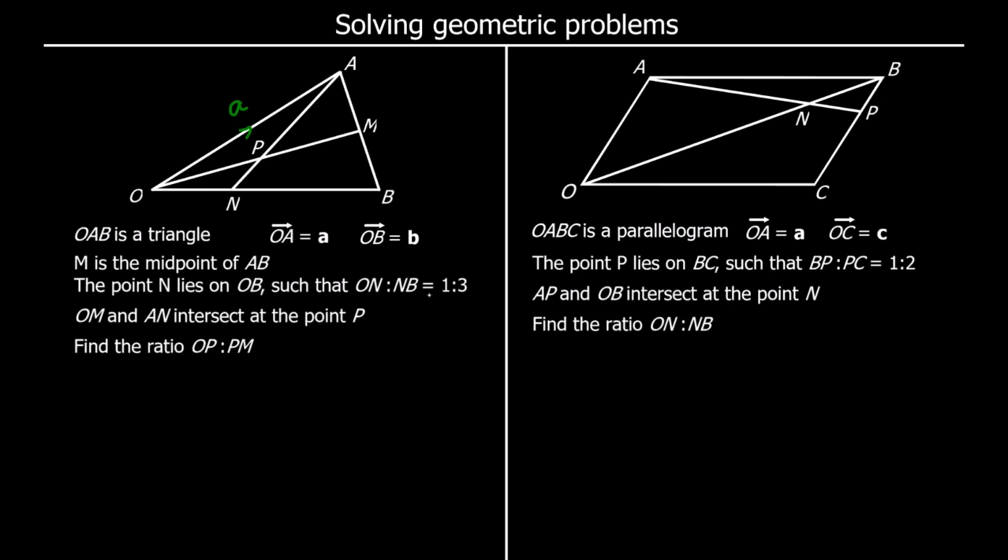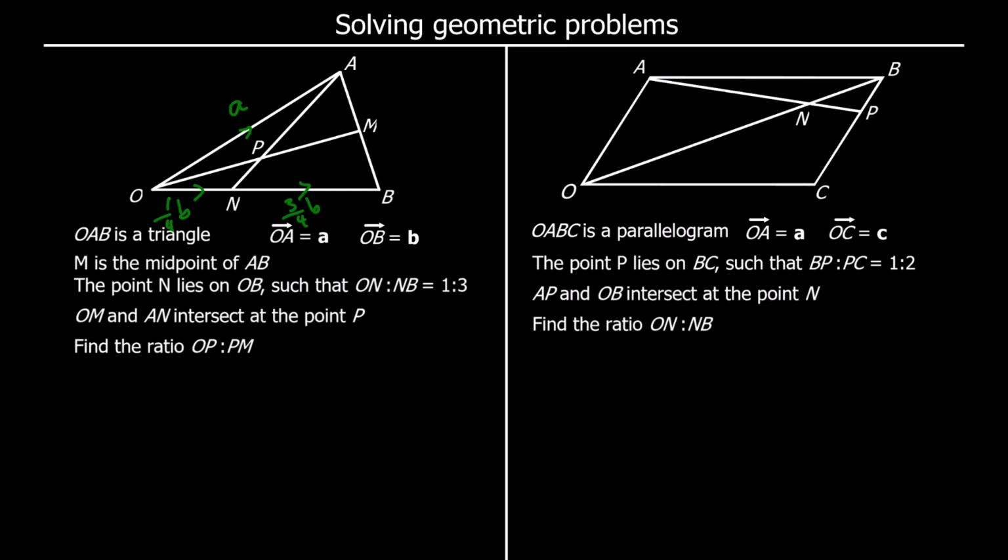So there's 4 parts. The whole journey is called B. So we've got 1/4 and 3/4. So we've got 1/4 of B and 3/4 of B. OM and AN intersect at P. We need to find the ratio O to P to M.